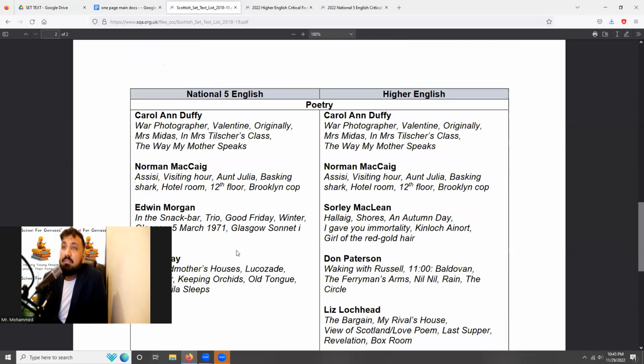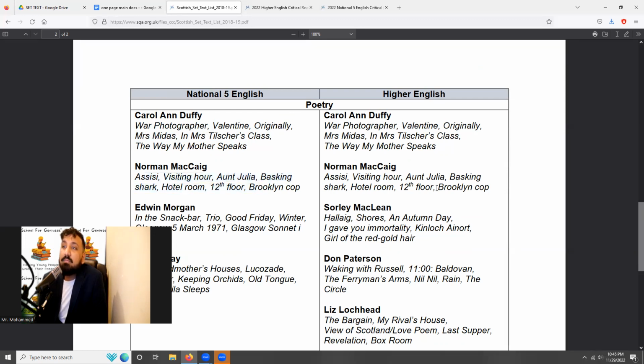Okay, and then finally, in terms of poetry, it's very likely that you will study poetry because it is the easiest thing to study. If you are going to study poetry, that's a good thing because, like I say, it's the easiest text or format to study, easiest to memorize, and it takes the least amount of time. So at National 5 and Higher, you have Carol Ann Duffy. She's very popular in terms of texts to study. You have these poems by Duffy: War Photographer, Valentine, Originally, and so on. At the end of this course, if you scroll right to the end, I will have videos on each of these texts because they are so popular.